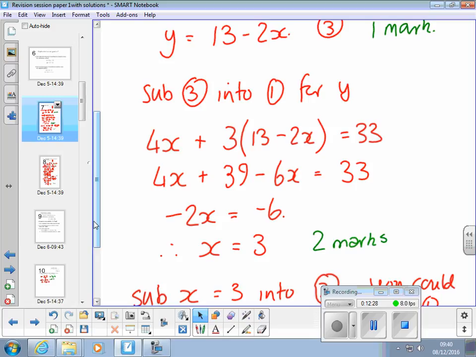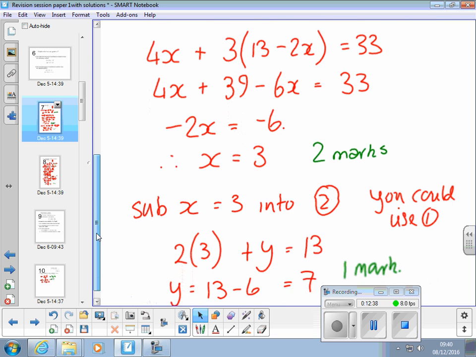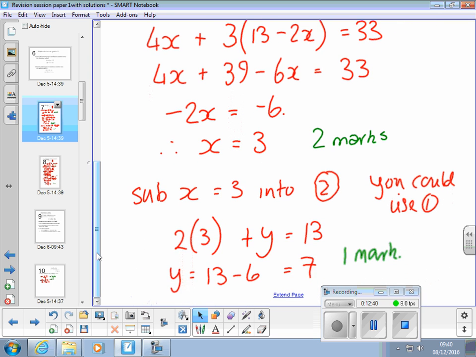X is equal to 3. Can't even read my own writing. X is equal to 3. 2 marks. No. Don't bring that up. I ain't got over last week yet. Right.